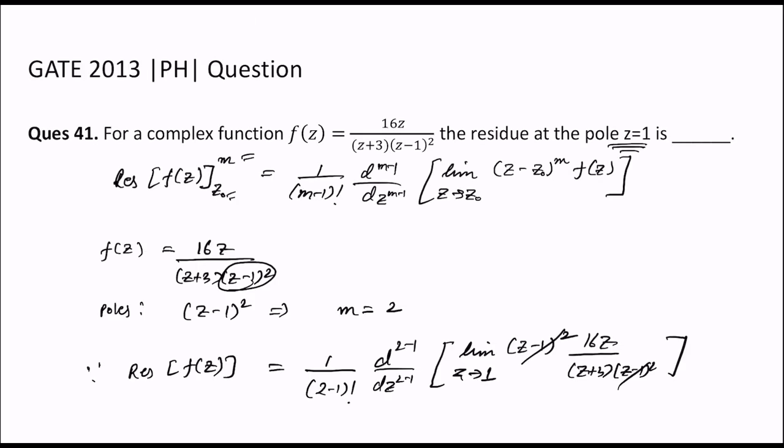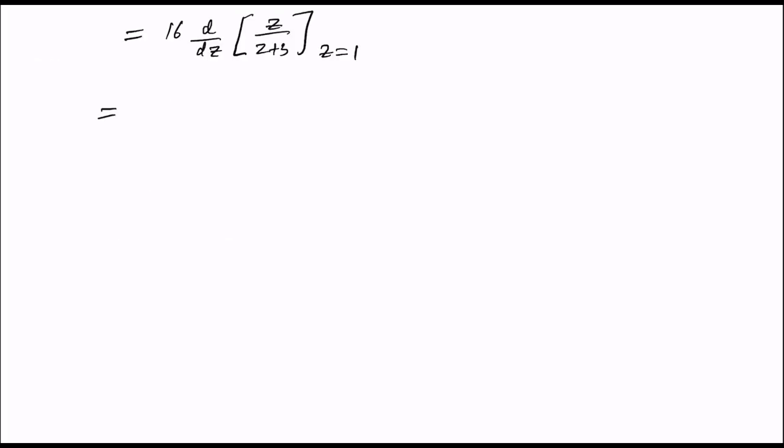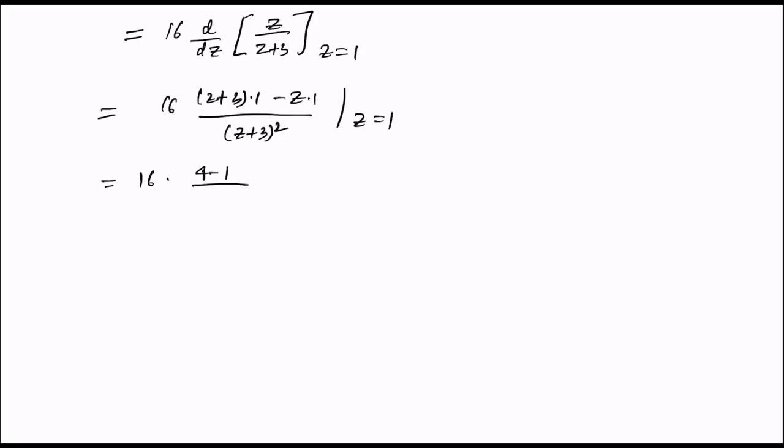So basically what we have done is that we've just put in the values of m in this formula, and then we have to calculate this derivative, d by dz of z upon z plus 3. It will just become an easy derivative to solve. You can just use the quotient rule. So it will become (z plus 3) times 1 minus z times 1, over (z plus 3) squared, at z equal to 1. So it will become 16 times (4 minus 1) over 16, which is 4 minus 1, that is 3.